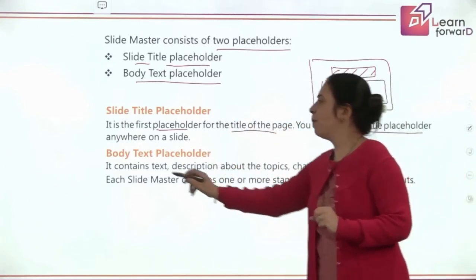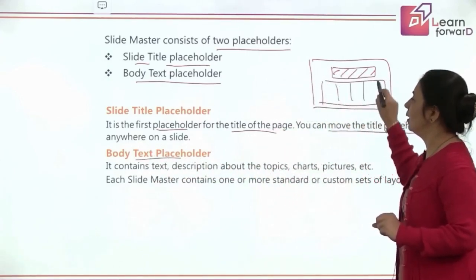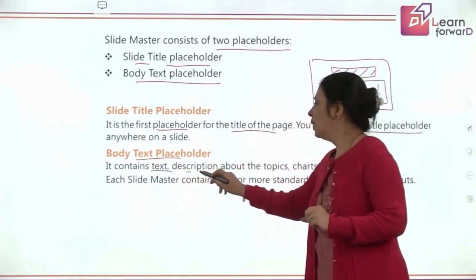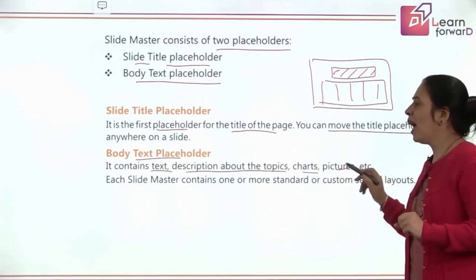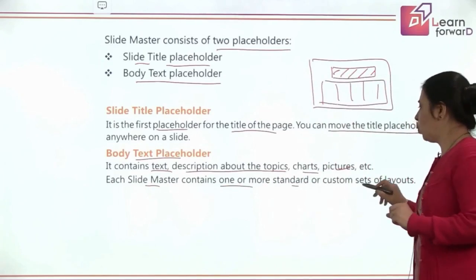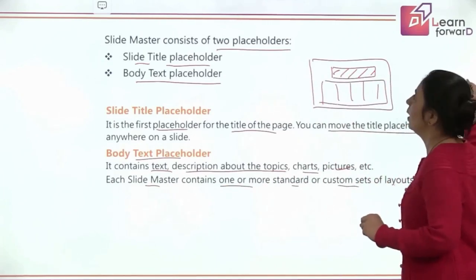Then comes the body text placeholder. So I told you this is the body part of this particular slide. So it contains again the text, description about the topics, charts, pictures, and each slide master contains one or more standard or custom sets of layout.